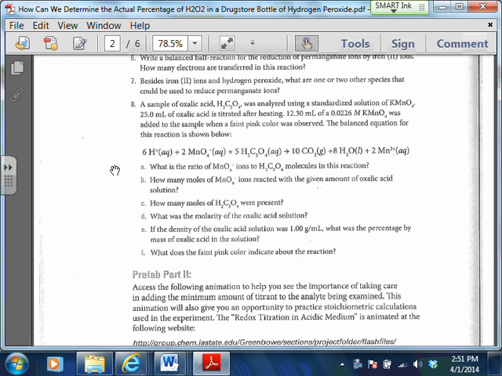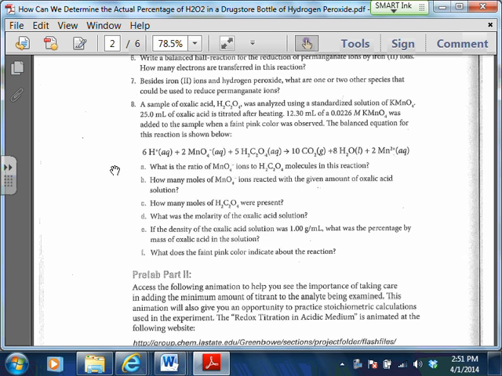They're asking, what is the ratio of MnO4 minus ions to H2C2O4 molecules in the reaction? I think we can probably answer that one, can't we? That's the kind of question you want on the AP exam right there. It's going to be a 2 to 5, right? Let's look at the coefficients in front.